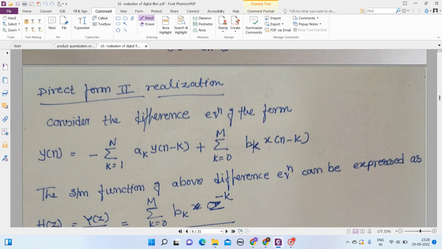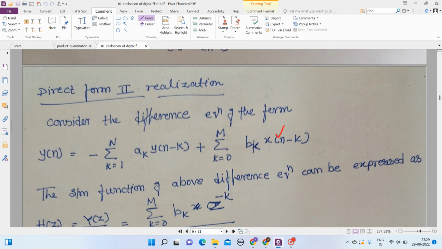In the direct form 2 structure, this structure is better than the direct form 1 structure. We will see why this direct form 2 structure is better than the direct form 1. You know very well the general difference equation of the system, right? So y of n is equal to minus summation k is equal to 1 to n a subscript k y of n minus k plus summation k is equal to 0 to m b subscript k x of n minus k, right?